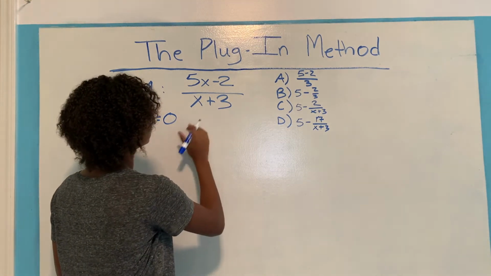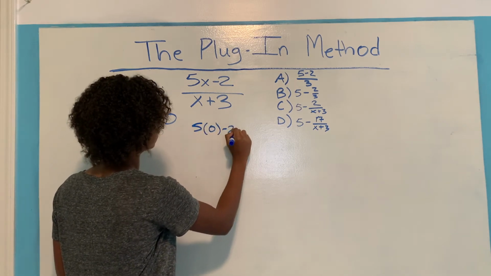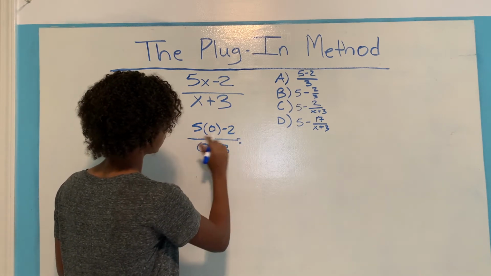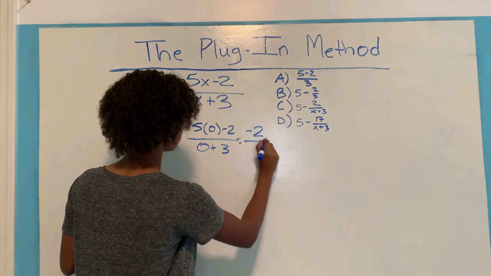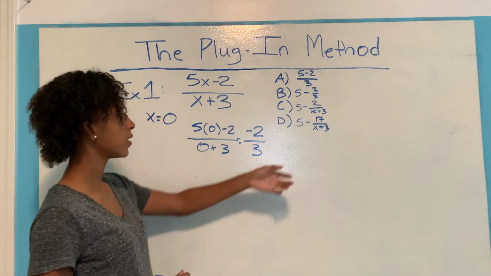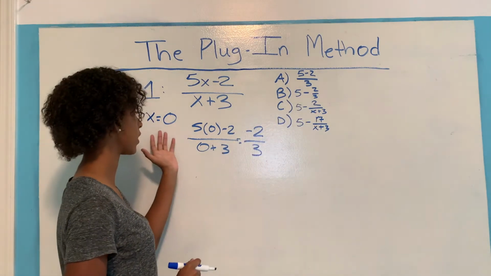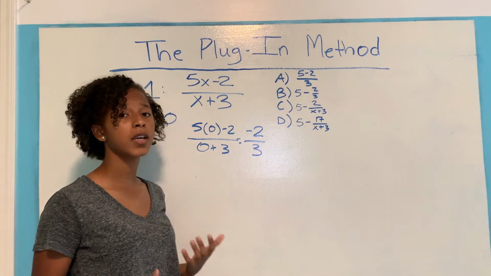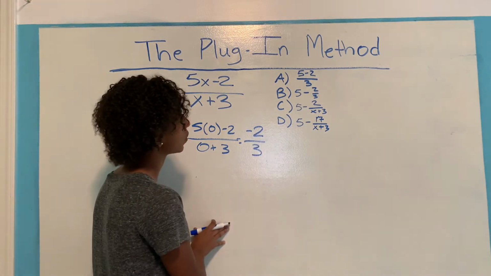So it's 5x minus 2, so 5 times 0 minus 2 over 0 plus 3. And that equals, so 5 times 0 is 0, and then minus 2, and then 0 plus 3 is just 3. So that's what we want one of these to equal if we were to plug in our x value of 0, right? That's what the plug-in method is for, really, in problems that say are equivalent to what, right?